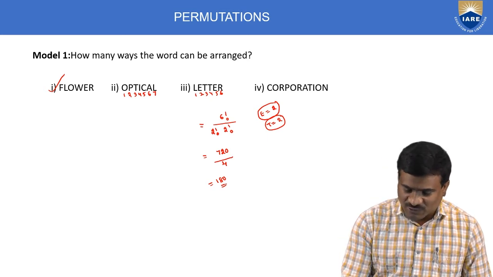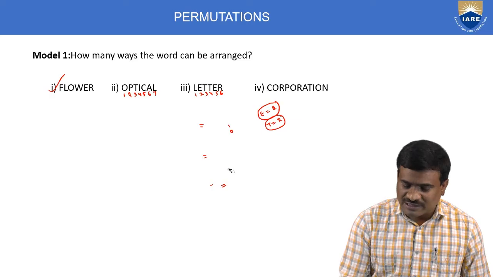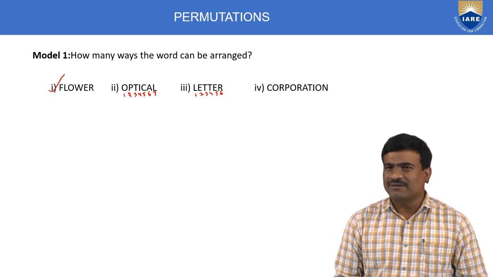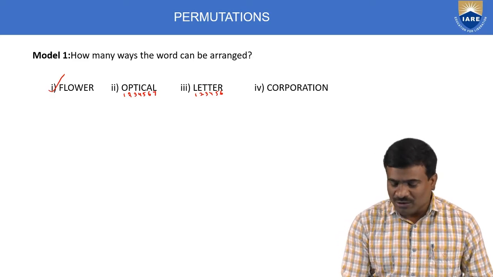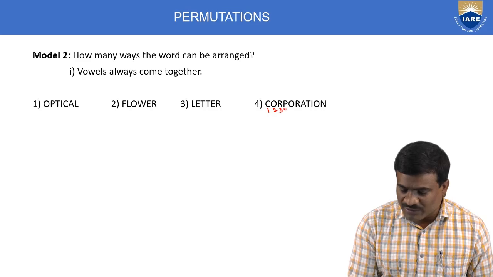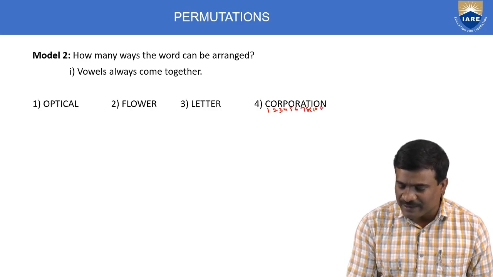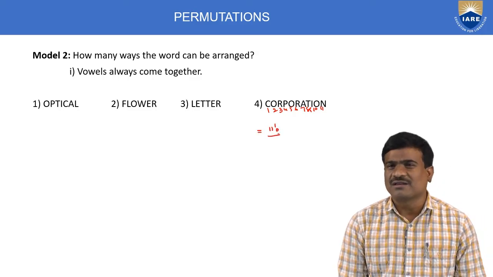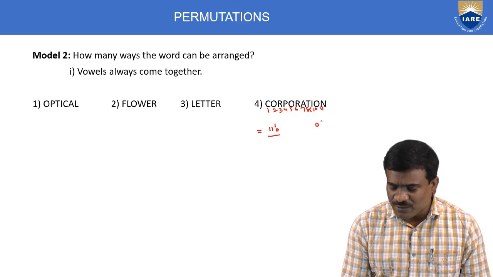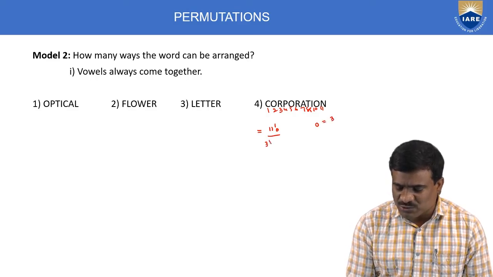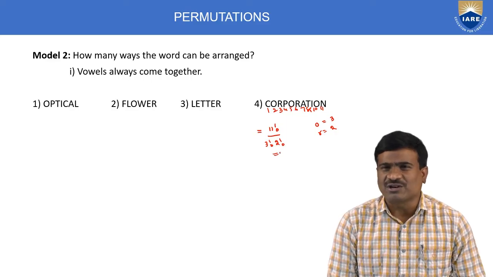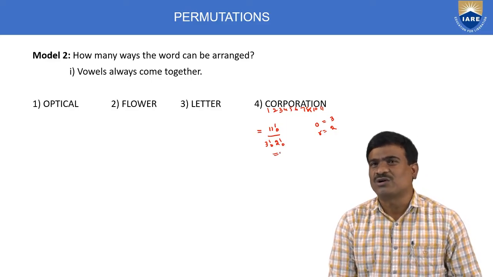The fourth concept also uses the same method. Again, consider the repetition of letters in CORPORATION. Here, the fourth one, same method. First, the numerator is the total number of letters in CORPORATION, which is 11. 11 letters are arranged in 11 factorial. For the denominator in CORPORATION, O occurs 3 times, so 3 factorial, and R occurs 2 times, so 2 factorial. So the answer is 11 factorial divided by 3 factorial into 2 factorial.